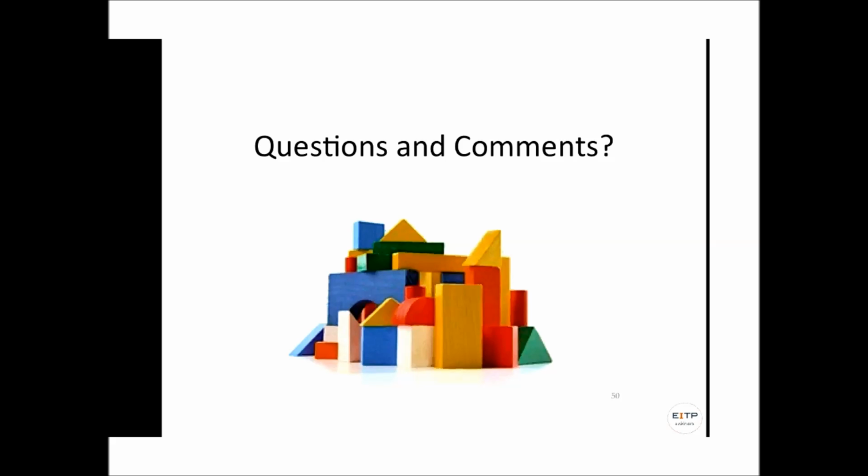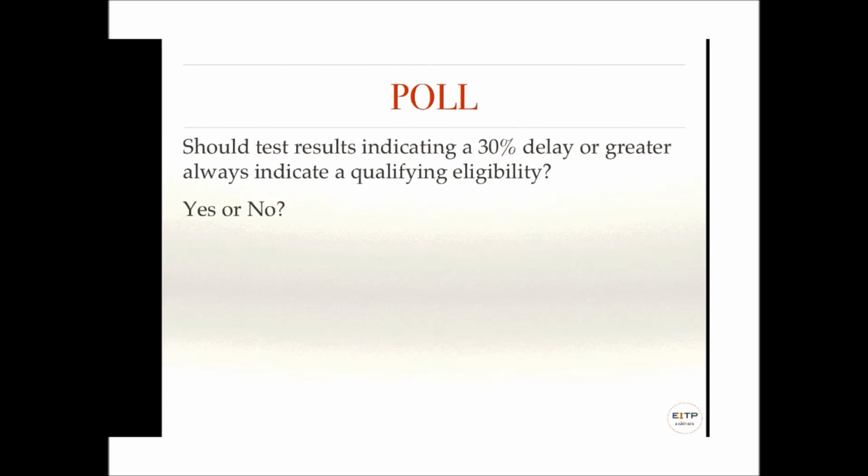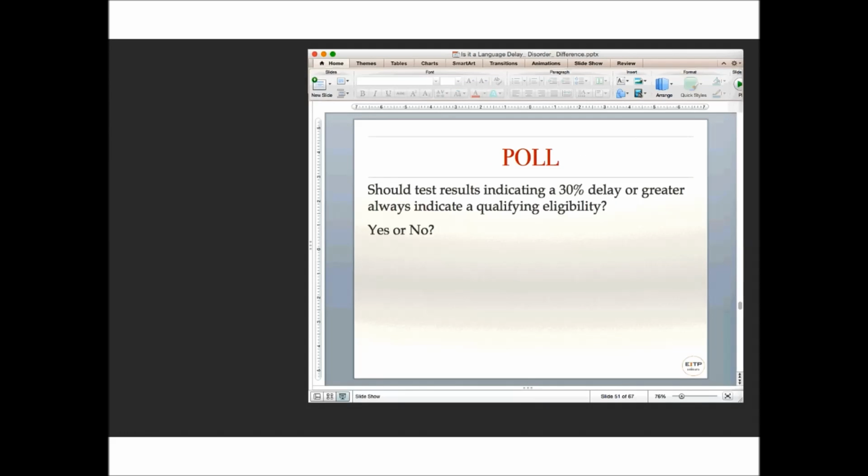All right. Okay. So we have another poll coming up, and the question is to everyone: should test results indicating a 30% delay or greater in speech and communication always indicate a qualifying eligibility? Your choices are yes or no. I'll give folks a few minutes to respond to that. In the meantime, the screen is going to look a little different, so we'll give folks a chance to respond.